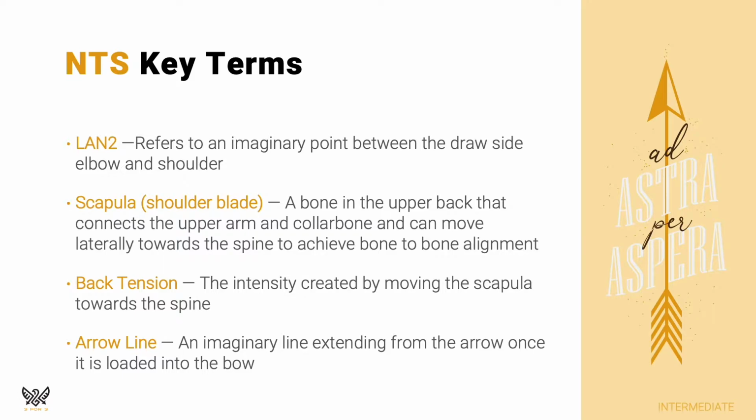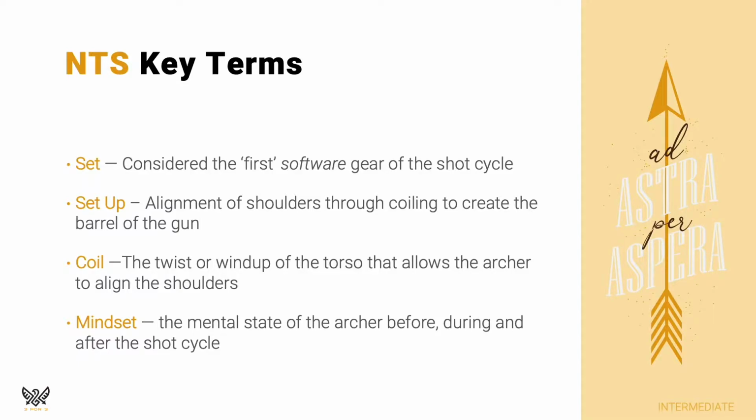The arrow line is going to refer to an imaginary line extending from the loaded bow, from the point of the arrow and from the back end of the arrow, and you're just trying to keep your elbow inside that line. Okay, we've got a few more key terms here for you, but they're easy to remember.